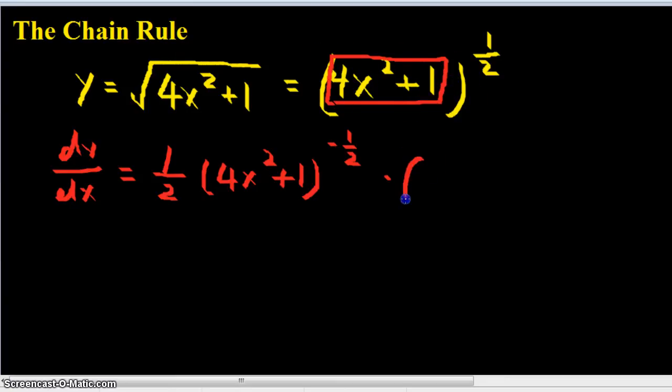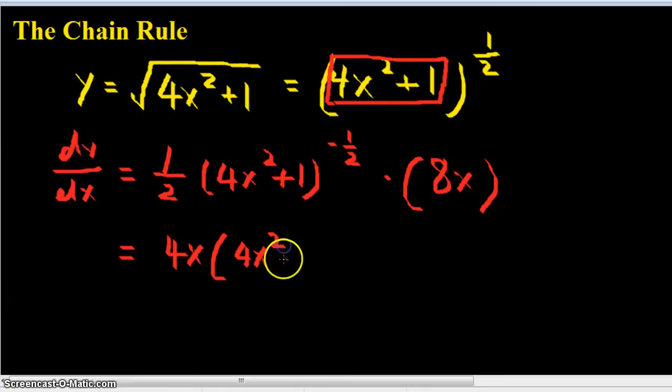Inside the box, if I differentiate this quadratic function, I will get, so 2 goes to the front, multiplied by 4, that gives me 8. And x, the power of 2 drops by 1, then I have 8x. The 1 goes away. So I'm almost done. Now, half multiplied by 8x gives me 4x. And the rest, I cannot simplify, so I'm just going to copy them. Plus 1 to the power of negative half.